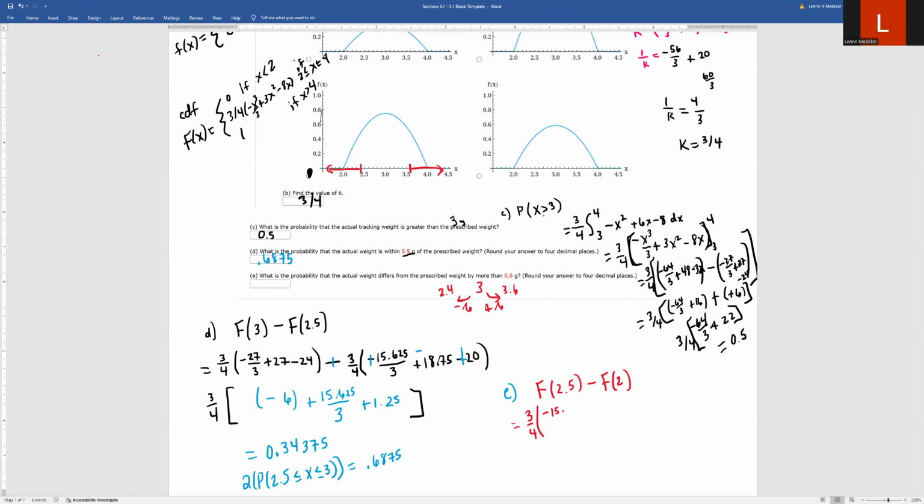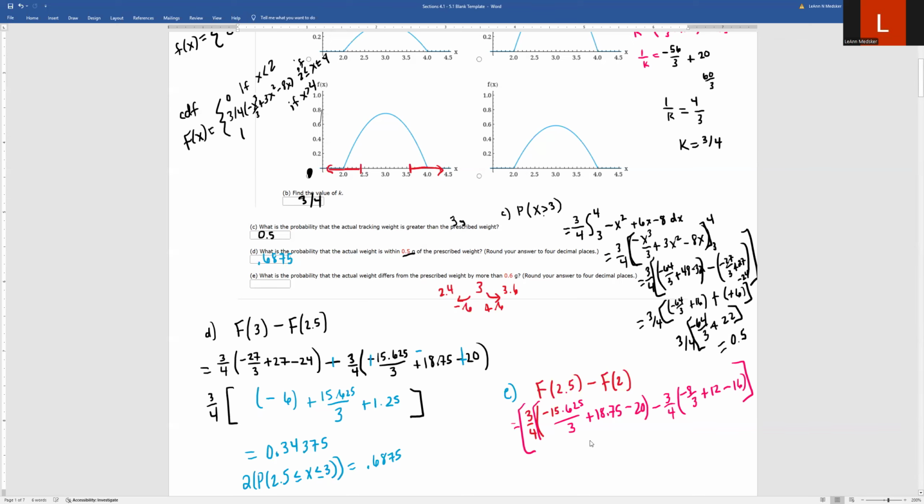Equals 3/4, and then this is negative 15.625 over 3. And the original was plus 18.75 and then minus 20. The only reason we changed the signs was it was the second parentheses before. Then we're going to have our second parentheses, which is minus the evaluation here. So this is 3/4. That would be negative 8/3. And then that would be 12. We already did this one earlier too. And negative 16. Okay, so we've got all of this.